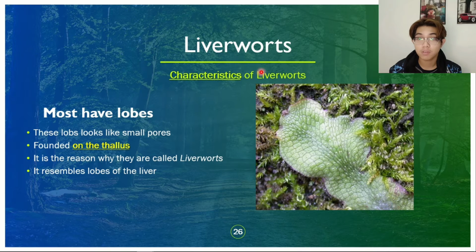We go to the characteristics of liverworts. Most liverworts have lobes. These lobes look like small pores. They are found on the thallus of the liverwort. So why do we call them liverworts? It is because these lobes somewhat resemble the lobes of an actual liver organ. Thus, we call them liverworts.